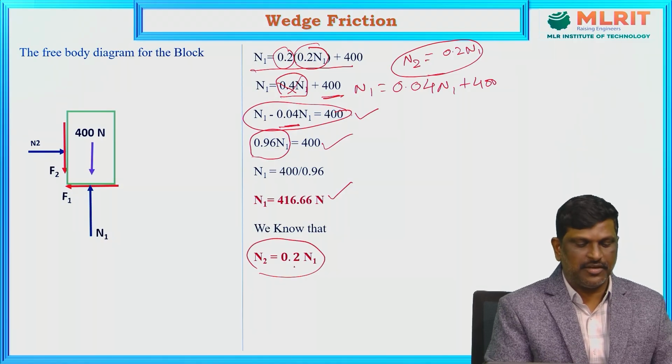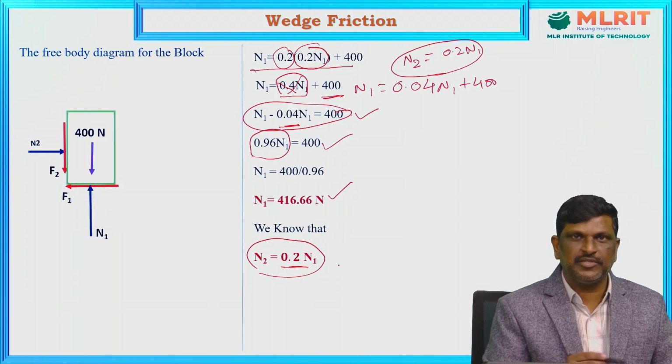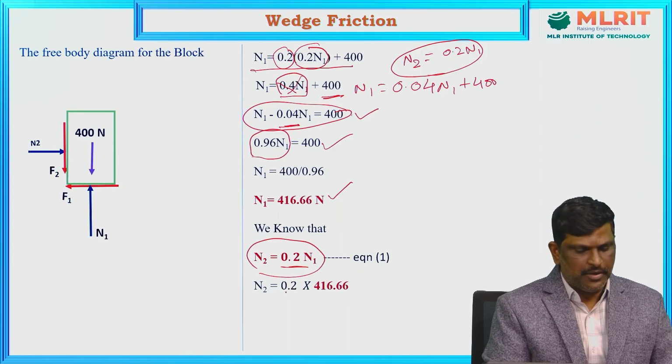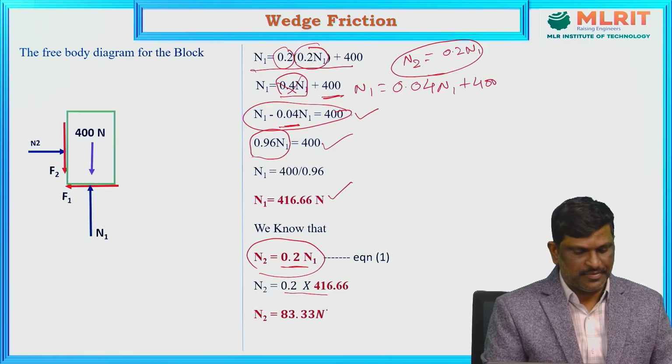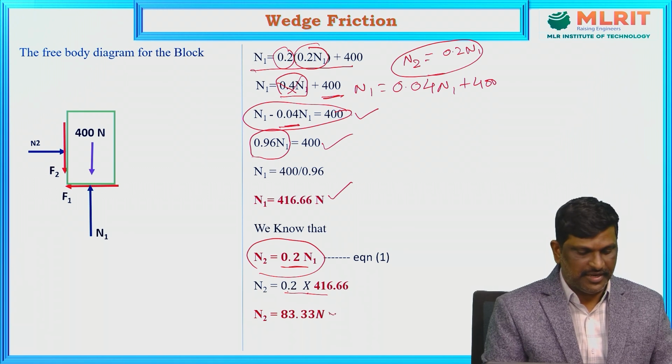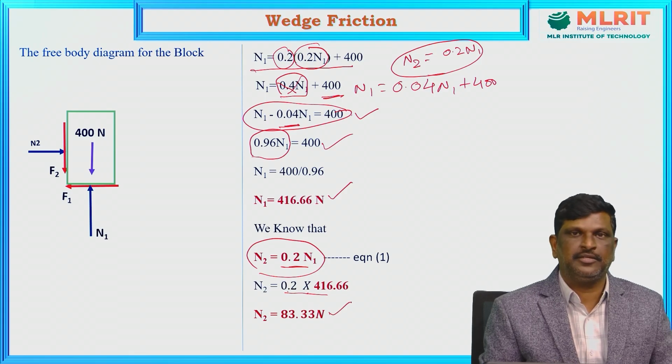N2 is equal to 0.2 N1. So from this relation calculate the N2 value. N2 is equal to 0.2 into 416.66. N2 is given as 83.33 newtons.